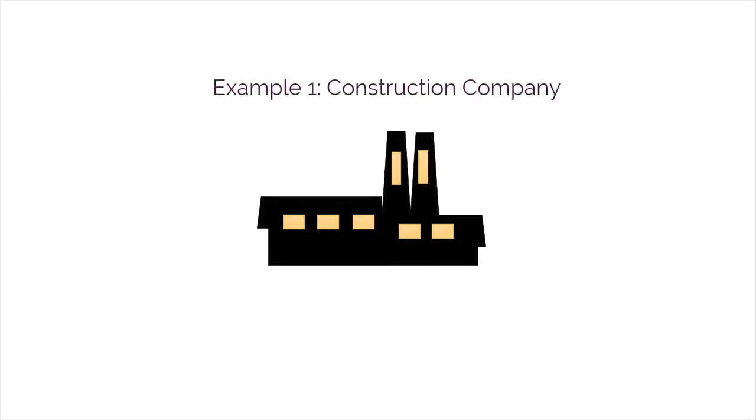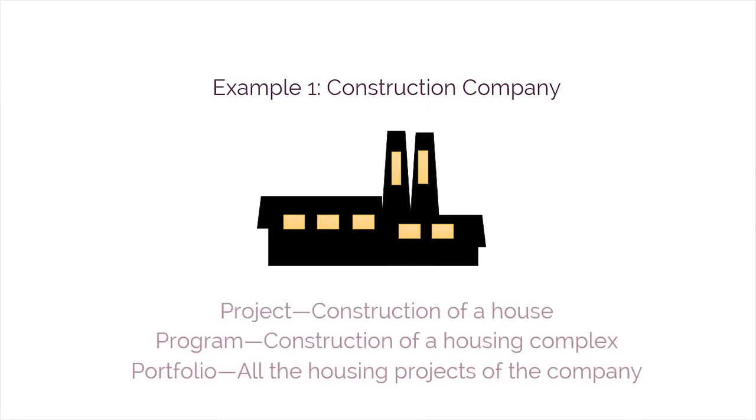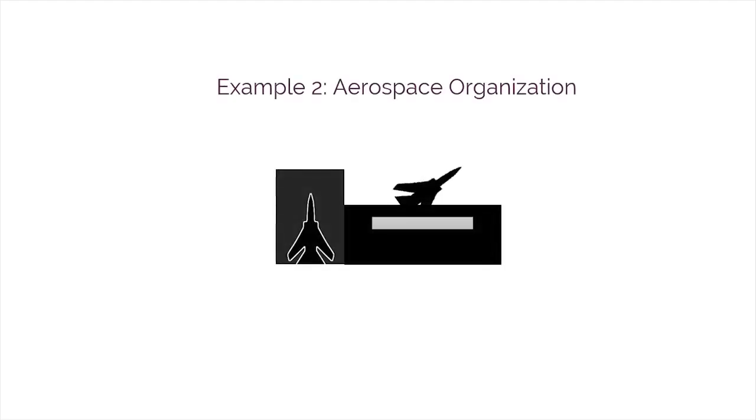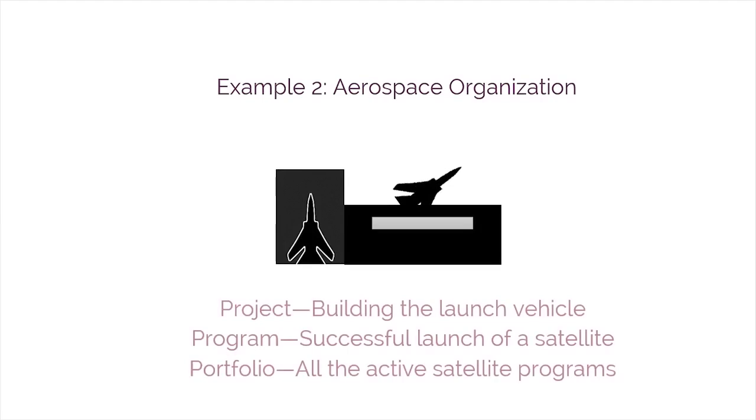Let me show you an example to illustrate this. Take the case of a construction company. Here, the project is construction of a house, and the program is a construction of a housing complex. So what will the portfolio be? That's right, all the housing projects of the company. Another example could be an aerospace organization. Here, the project is building the launch vehicle. The program is a successful launch of a satellite, and the portfolio will be all the active satellite programs.